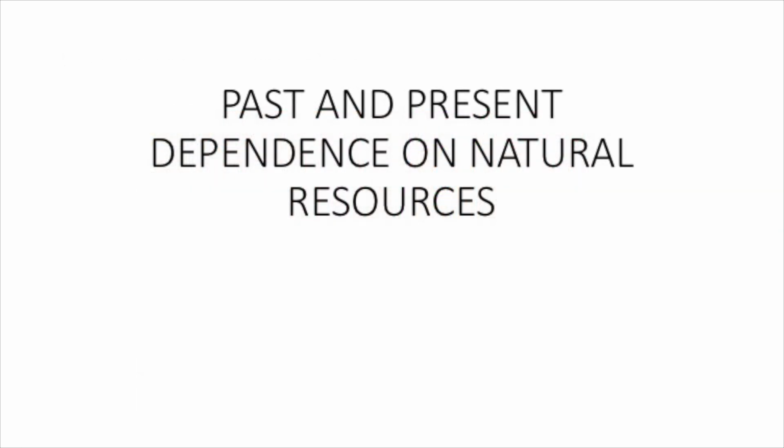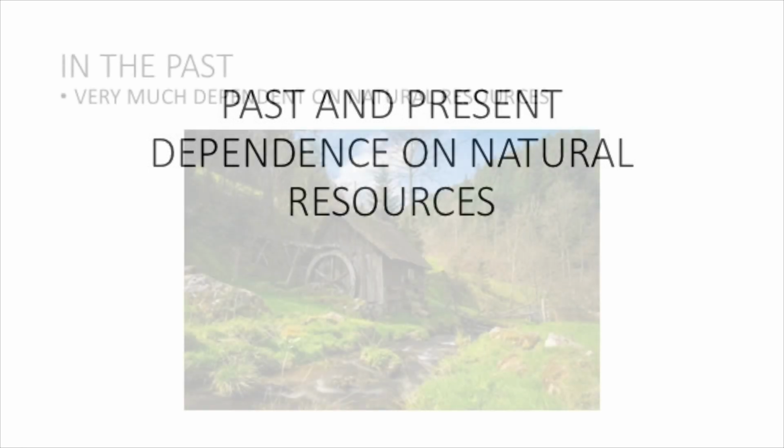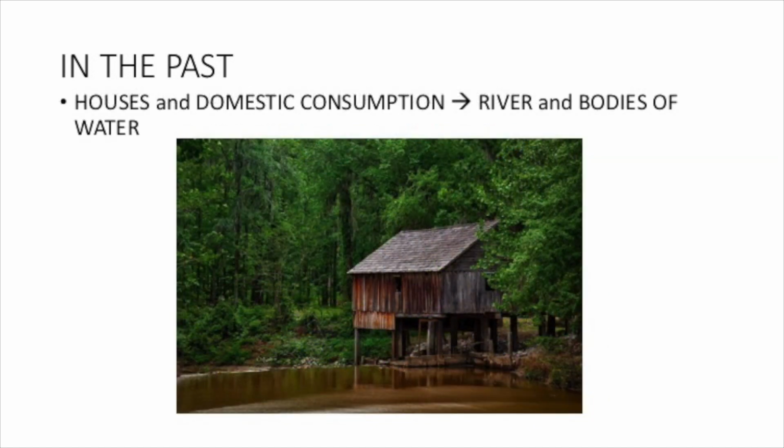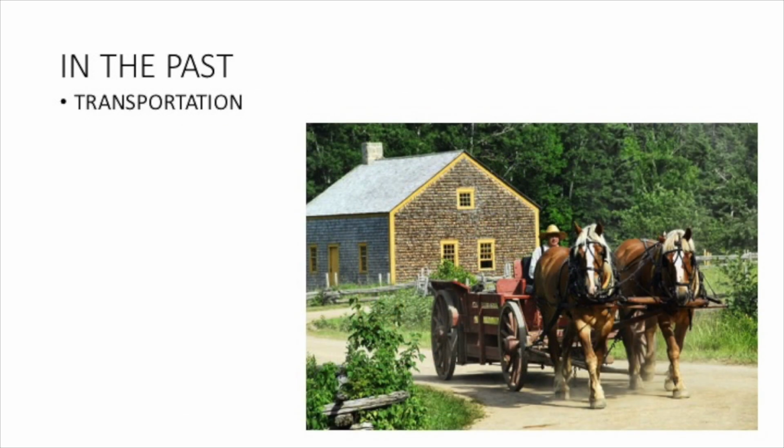And now we'll look at dependence on natural resources. So you can see in the past, people were a lot more dependent on natural resources because there was less technology. Things like water, wood, and soil, we needed all the time. And that's why houses were always near to the water, because in the past, no pipelines, they had to be near the water to get it. And once again, transportation in the past, horses and carts.